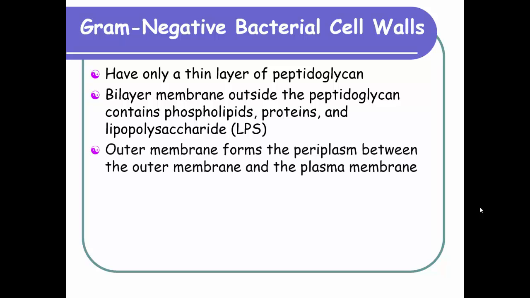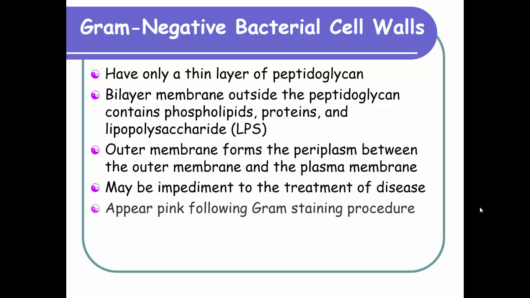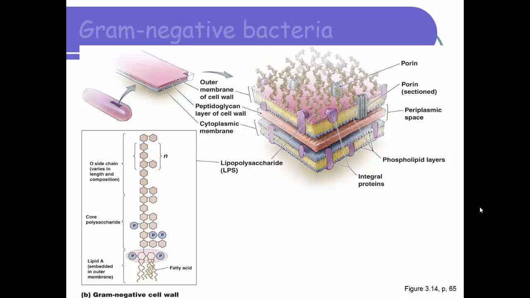The outer membrane forms a space between the outer membrane and the cell membrane known as the periplasmic space. Because of the outer bilayer of phospholipids, this may be an impediment to the treatment of disease caused by gram-negative bacteria. And in general, gram-positive bacteria are easier to treat with antimicrobials than are gram-negatives. Gram-negatives will appear pinkish red following the gram staining procedure.